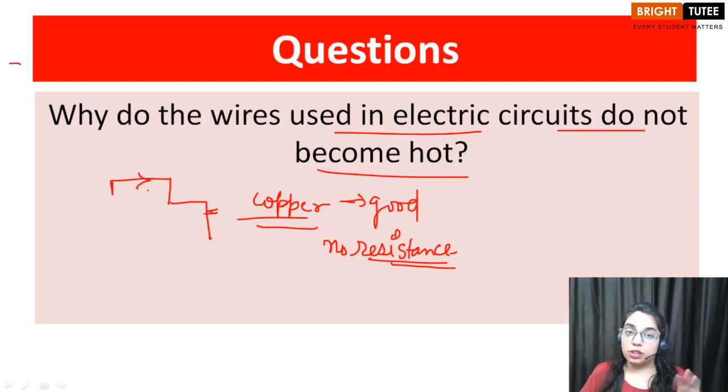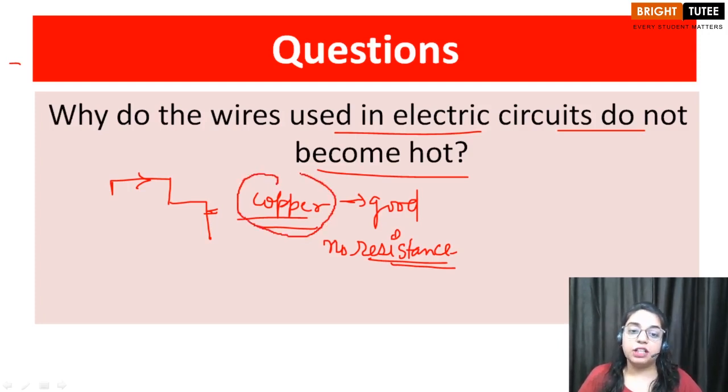Okay children, so you can observe this is the place where the nature of the material comes into play. The nature of the material which we are using is copper, and its nature is that it is a good conductor of electricity.